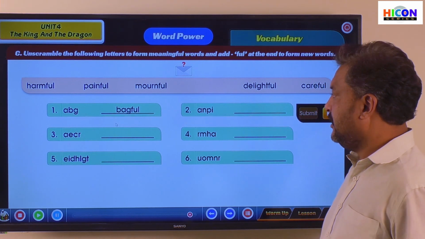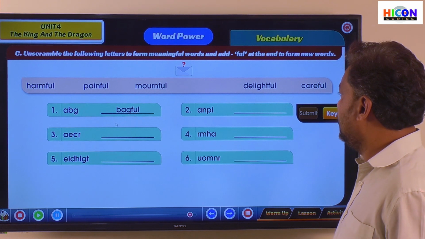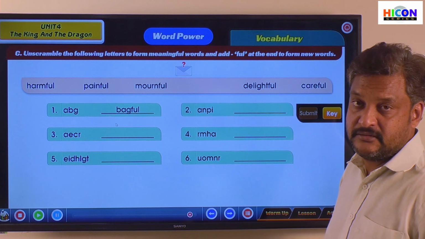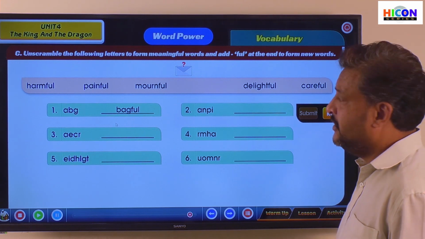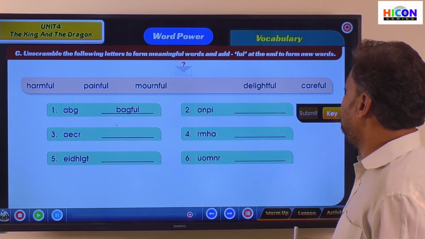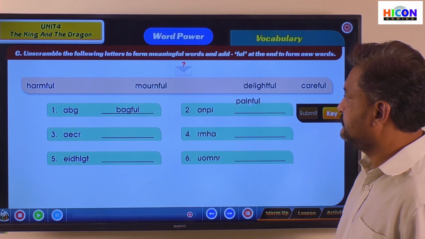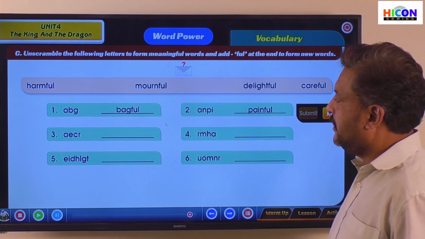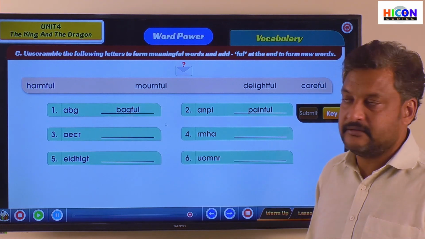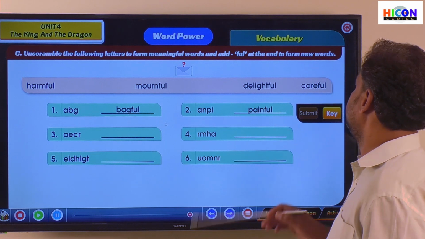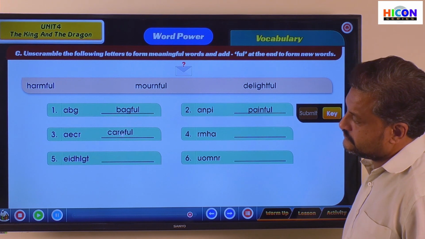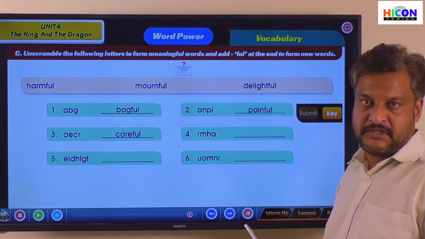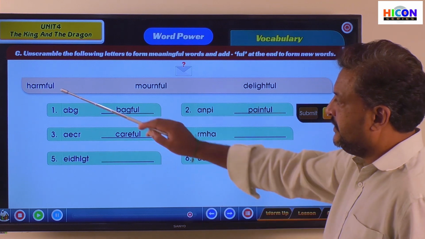Clear? Now A N P I. PAIN, pain, isn't it? And when we add ful to pain, we get painful. A E C R. Yeah, CARE, care, isn't it? We add ful to that, we get careful. Right? R M H A. Yeah, HARM, harm. We add ful to that, we get harmful.